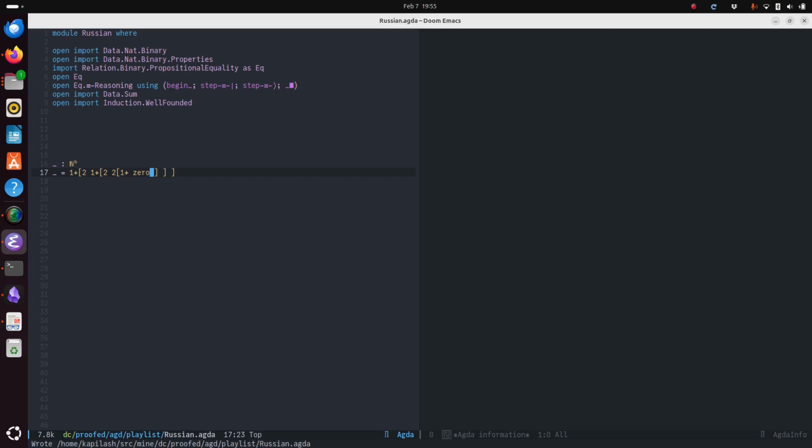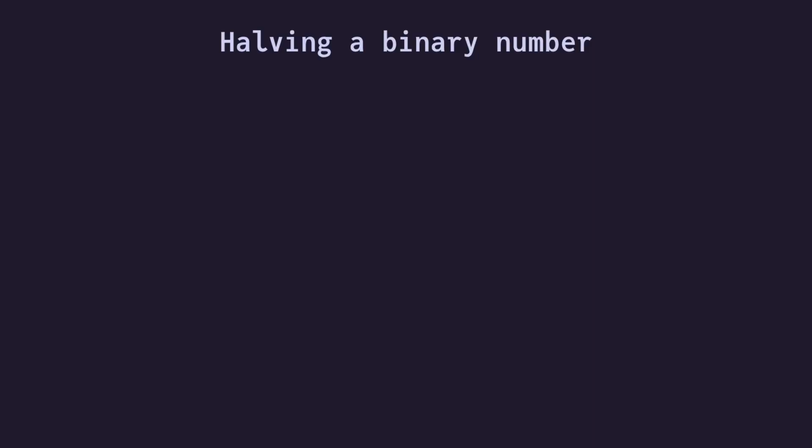Like earlier, we have 3 constructors here. We used 0 once, the even constructor once, and the odd constructor twice. Now let us go about defining a few functions and lemmas. In fact, all the functions that we care about are already present in the standard library except for half. We want a function that takes a binary number and returns the half of it.